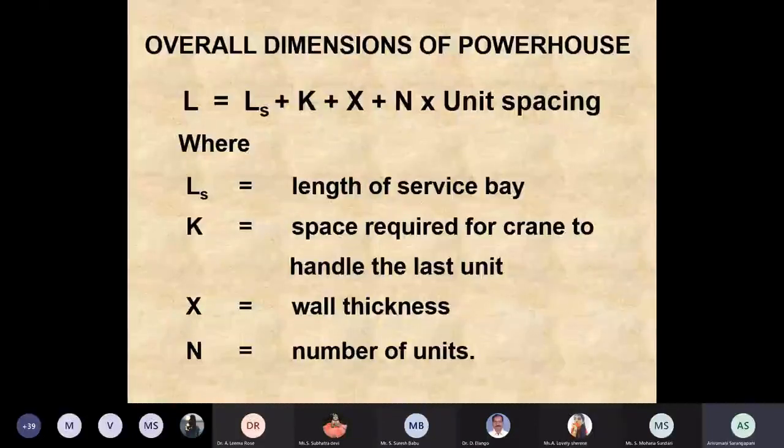That machine capacity may be 50 megawatt, 40 megawatt like that. Mostly power house will have a series of units like 2, 3, 4, 5 units. So this also want to be added, multiplied with this one. So that will give the total length of your power house.